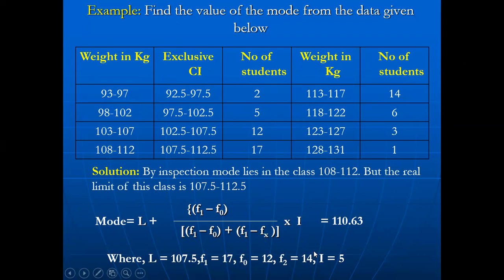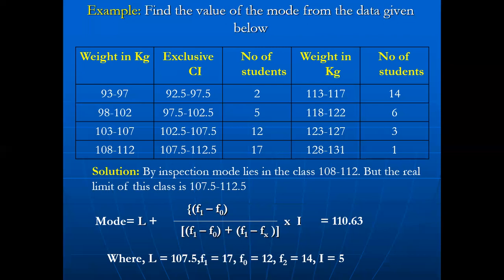So by substituting this and finding the width of the class interval. What is the width here? The width is 5 here. Any class interval you take, the width is coming to 5. So putting that into this modal formula, you can see that the mode is 110.63. 110.63 is the mode value for this continuous series problem. So this is how we have to use the modal formula.